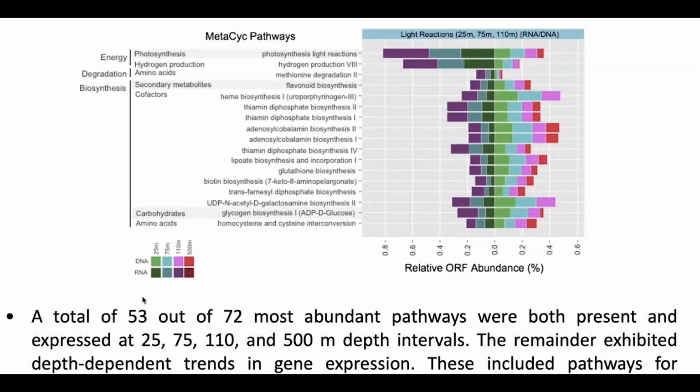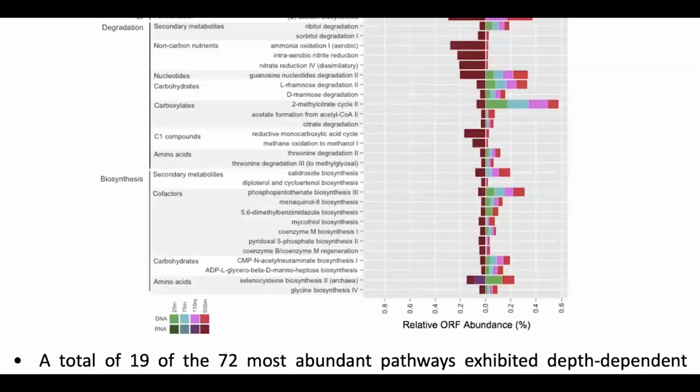And that's pretty cool. And that included, of course, photosynthesis as a sanity check. Yes, it's expressed where there's sunshine, along with hydrogen production and vitamin B synthesis. So this was good from a proof of concept point of view that we're getting certain types of reactions we expect to be expressed. So our predictive model seems to be doing well. And the same thing happens in the dark. Even though the pathways are distributed at many depths, they're really only expressed at 500 meters.